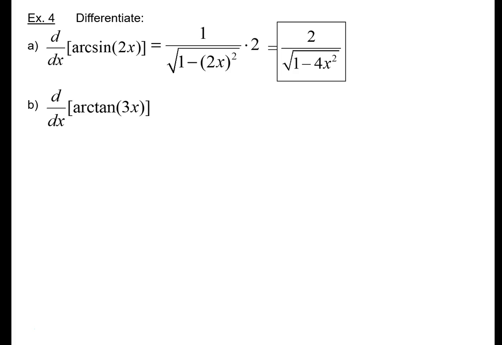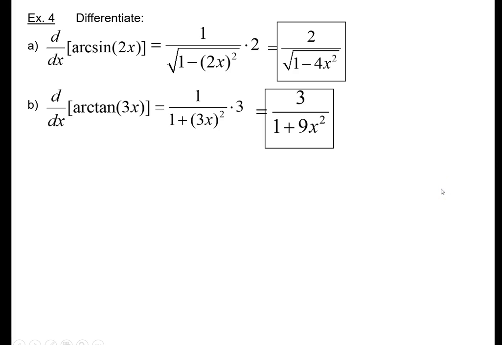Let's try another one, the derivative of arctangent of 3x. Look at your notes. What was the formula for the derivative of arctangent? This is a chain rule again, where arctangent is the outer function, 3x is the inner function. So it's the derivative of the outer, evaluated at the inner, times the derivative of the inner. Cleaned up a little bit, we get this.